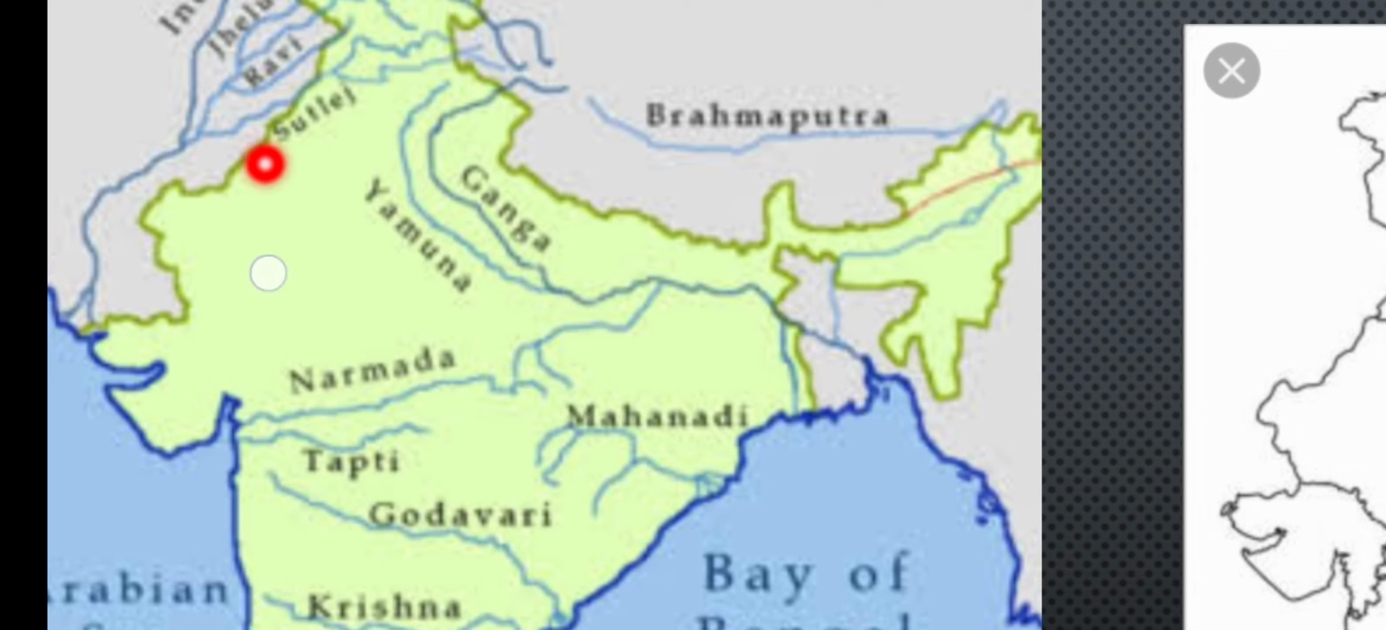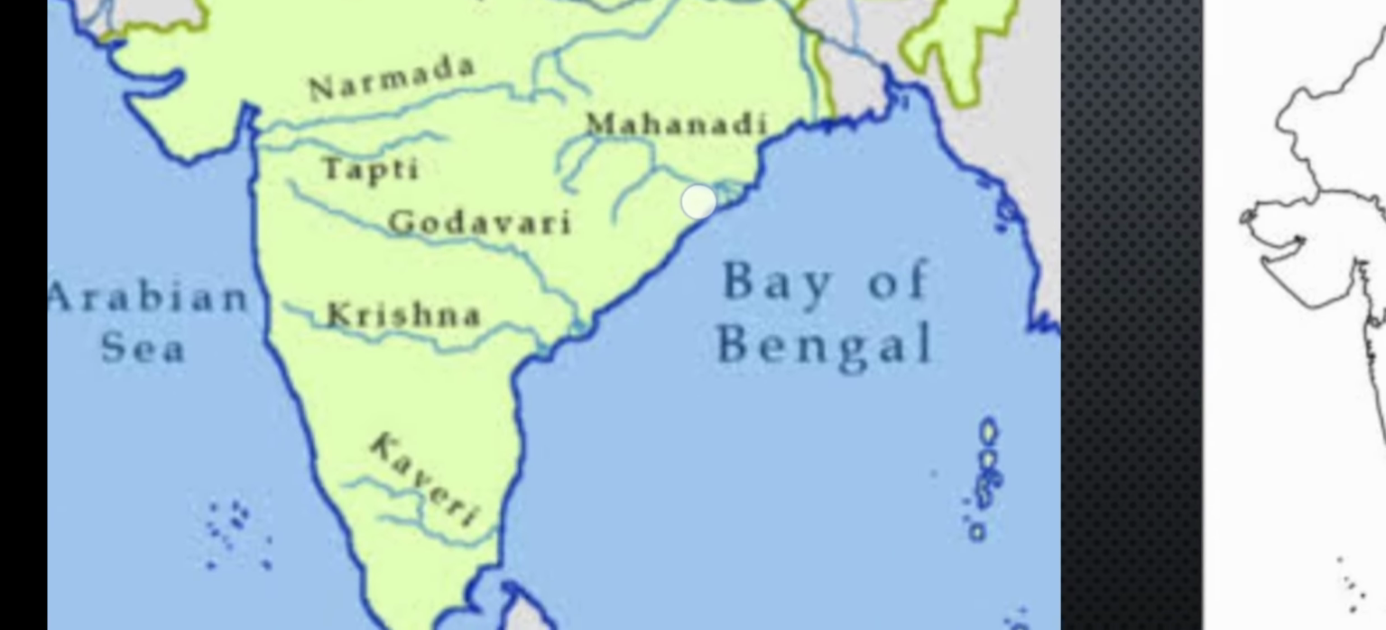So these are the three important rivers, Ganga, Indus and Brahmaputra, and their tributaries. All these rivers are located in the northern part of India, so they are known as the North Indian rivers. Now let us come to the South Indian rivers.